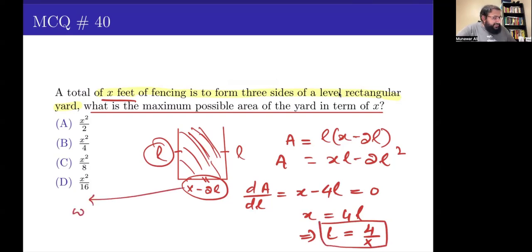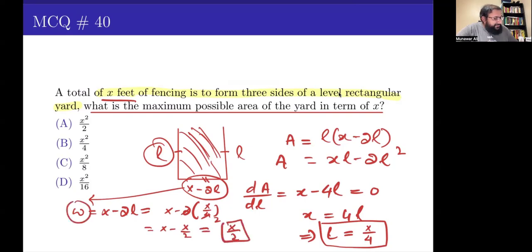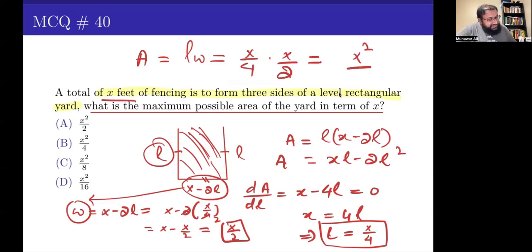So this is going to be the length. The width is going to be x minus 2L. So x minus 2 times the value of L, which is x divided by 4, not 4 divided by x. So x minus x divided by 2 becomes x divided by 2. This is width, this is length. You multiply and you get the area. So the area is length times width. Length is x divided by 4 and width is x divided by 2. So this is going to be x squared divided by 8. So this is going to be the maximum area, x squared divided by 8.